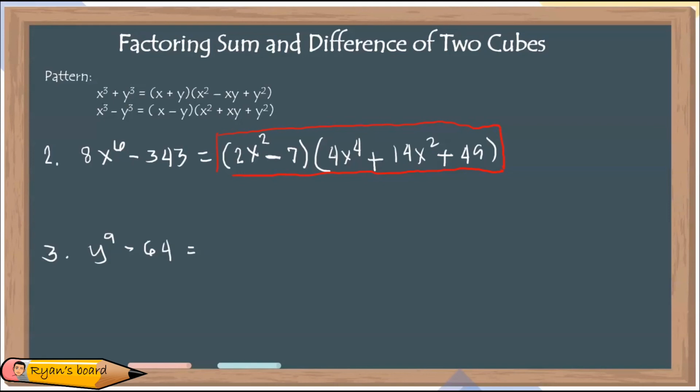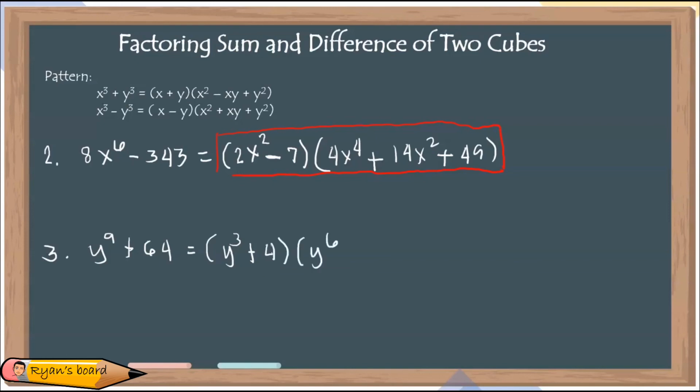Kasi 4 times 4 is 16. 16 times 4, that's 64. Okay? Now, again, follow the pattern. Let's make this plus para iba naman, dun sa number 2. What is the cube root of y to the 9th power? Again, divide natin sa 3 yung 9, so that's y cube. Plus, ano ang cube root ng 64? Yan ay 4. Okay? Next, y cube times y cube, y to the 6th power.